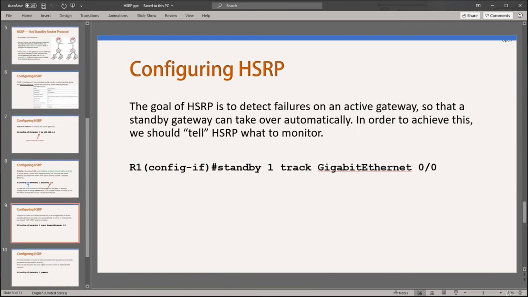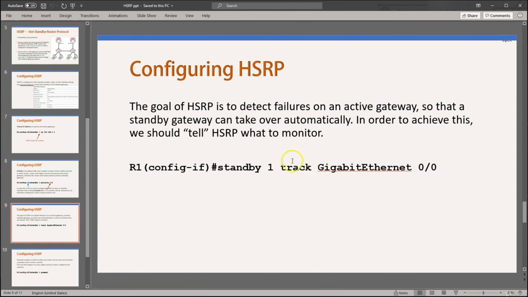I mentioned tracking in the previous slide, and here I'll explain what that really means. First of all, HSRP will of course track the interface you're configuring it on, so this interface. It will also react if the router itself suddenly dies, but if you want it to react to anything other than that, you'll have to specify it.